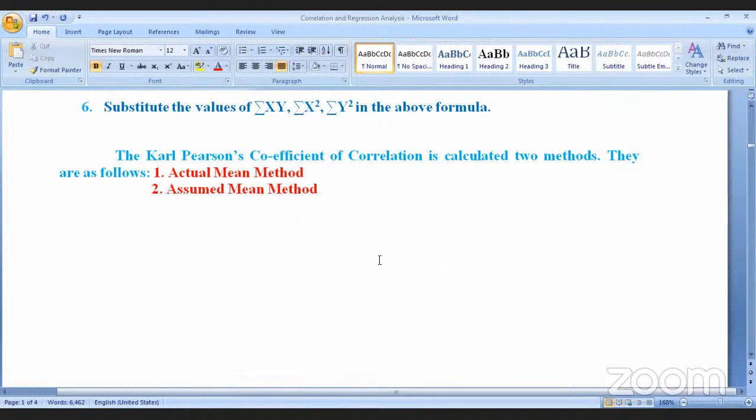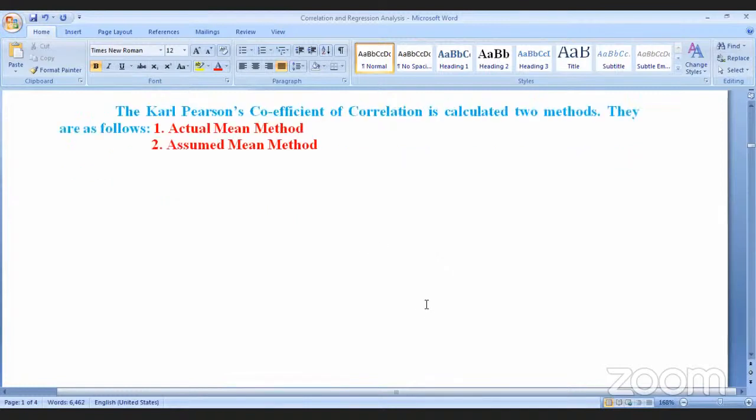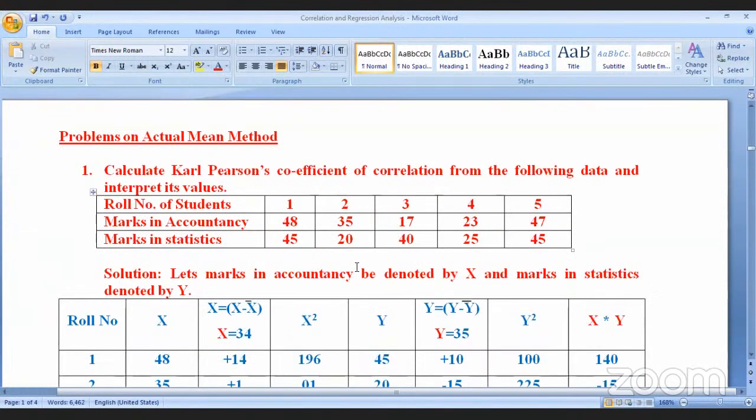For the actual mean method, the formula is r is equal to sigma xy divided by the square root of sigma x square into sigma y square. These are the problems on the actual mean method. Observe the problem here: calculate Karl Pearson's coefficient of correlation for the following data and interpret its value. Are you getting my point? Are you there, students? Yes, sir. Please note down this question, and if you want to solve the problem meanwhile, just note it down. This one problem is enough to understand the actual mean method.